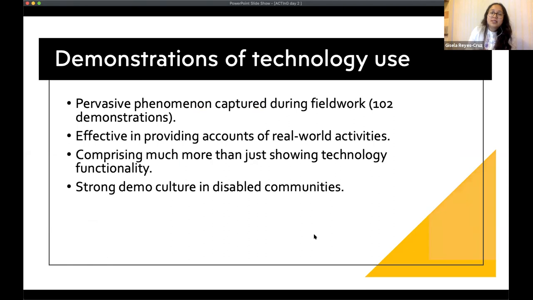And the second material, as I said, was a small catalog of demonstrations of technology. This was because demonstrations were a pervasive phenomenon captured during fieldwork. I actually collected over 100 demonstrations, and interestingly, I didn't collect them on purpose. It was just something that naturally emerged in my fieldwork. I have another paper which is currently under minor revision, so hopefully it will be out soon. In it we analyzed in detail what demonstrations are, how they are done, and what we are learning through them.